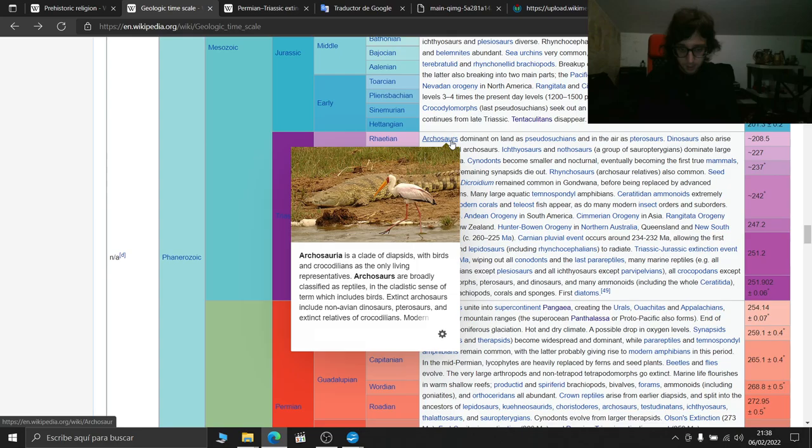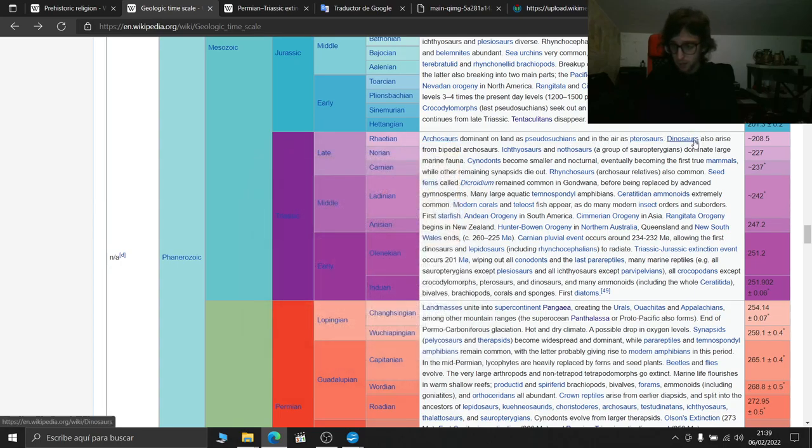Archosaurs are broadly classified as reptiles in the cladistic sense of the term, which includes birds. Extinct archosaurs include non-avian dinosaurs, pterosaurs, and extinct relatives of crocodilians. Dinosaurs also arise from bipedal archosaurs, along with ichthyosaurs and nothosaurs. Now, there are a lot of different kinds of dinosaurs. Cynodonts become small and nocturnal, eventually becoming the first true mammals, while other remaining synapsids die out. Rhynchosaurs also common, seed ferns.